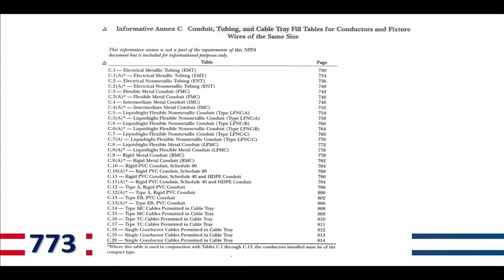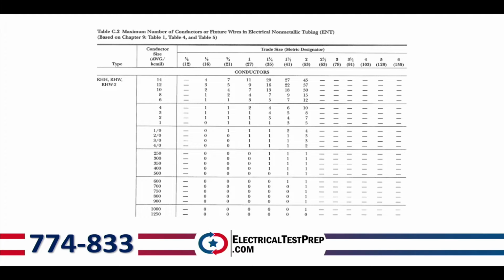Annex C, what it does is it combines together the information that we have in Table 4, which is the size of the conduit or tube, and Table 5, the size of the conductors, puts those together into one calculation. And basically, you could take a look at this and you could say, okay, if I've got RHHs and I've got 2-inch RHH or 2-inch ENT, right? How many 1/0s can I put in there?